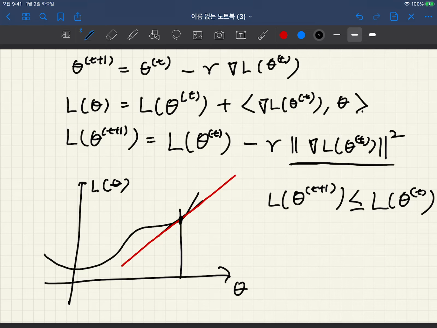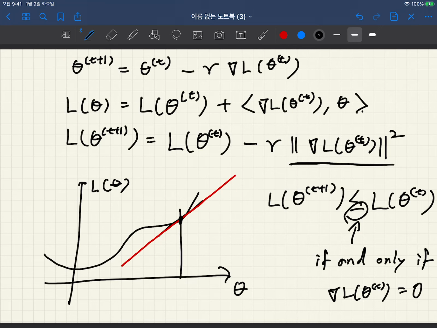This is great. We can guarantee the gradient descent algorithm always decreases your loss value. And the equality holds if and only if the gradient at theta t is equal to 0, which means theta t is at a local minimum or local maximum or some critical point. And this is a very nice property of the gradient descent algorithm.